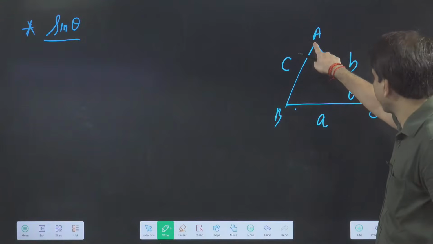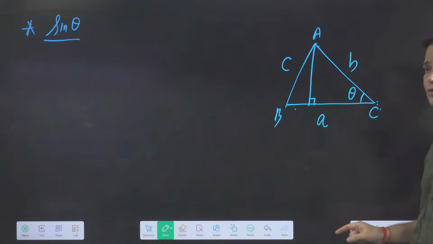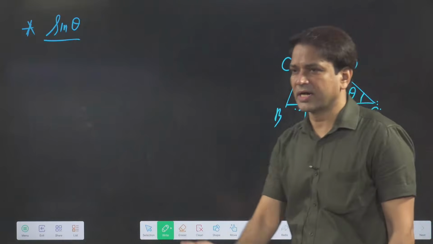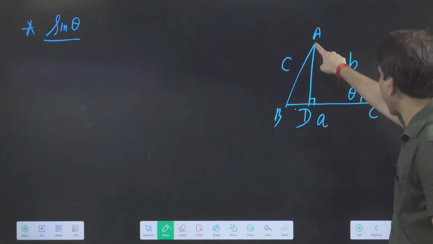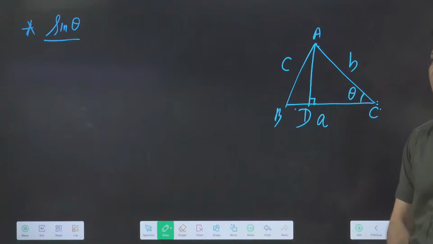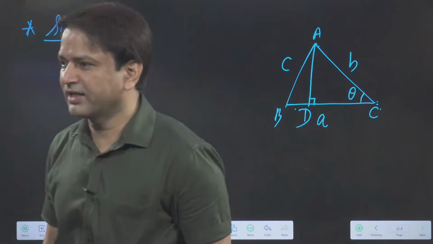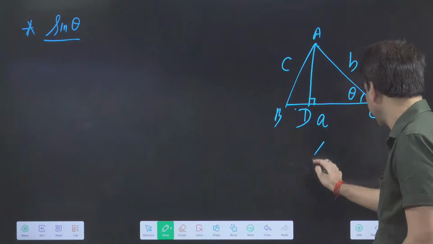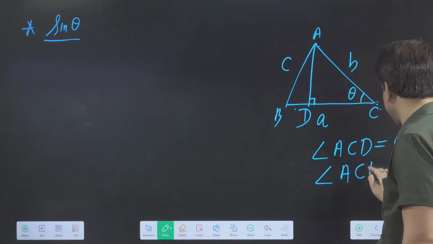Okay. Suppose I draw the perpendicular here, this angle 90. Now if you see the triangle, suppose this point is D. Is triangle ACD a right angle triangle or not? Triangle ADC is a right angle triangle. In that, if I'm saying angle ACD, what is angle ACD? Angle ACD is also theta. Angle ACD is equal to what? Theta. Angle ACB, that is also what?